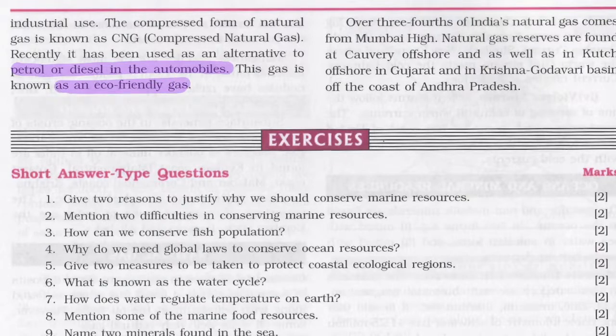Over three-fourths of India's natural gas comes from Mumbai High. Natural gas reserves are found at Kaveri offshore as well as in Kutch offshore in Gujarat and in the Krishna Godavari basin off the coast of Andhra Pradesh.